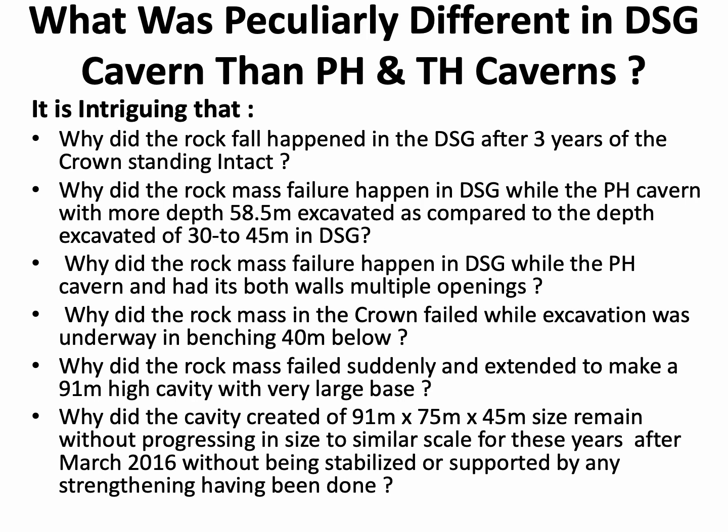Why did the rock mass failure happen in the Downstream Surge Gallery while the powerhouse cavern had both its walls having multiple openings? There are 6 pressure shafts entering into the left side wall of the powerhouse cavern, and there are 6 draft tube tunnels coming out of the right wall.